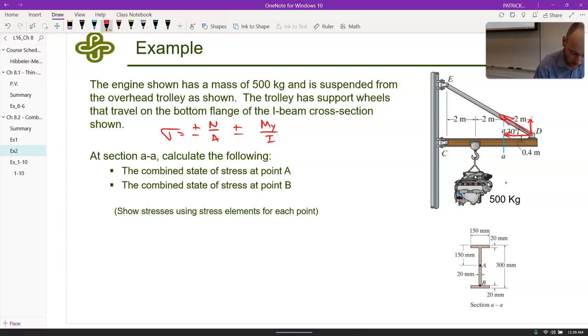And then for shear force, are we going to have shear at point A? So we're going to have shear. Is that going to be beam shear or torsional shear? Beam shear, right? That's going to be our VQ over IT. Is there any torsion in this scenario? What's that? Correct. Yeah, if this were off-center from the beam, then we could have torsion for sure. But in this case, no.